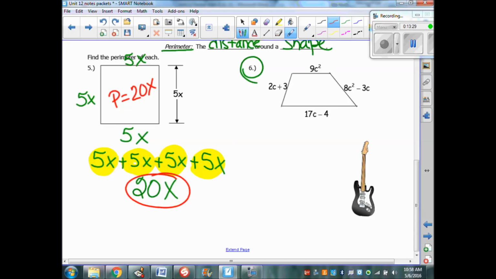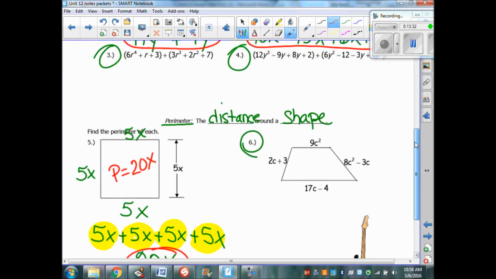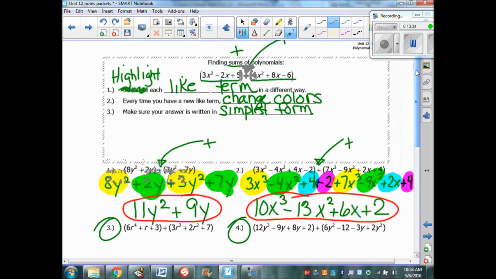Make sure that you go back and answer all the questions that I've circled so you can participate in class next time.